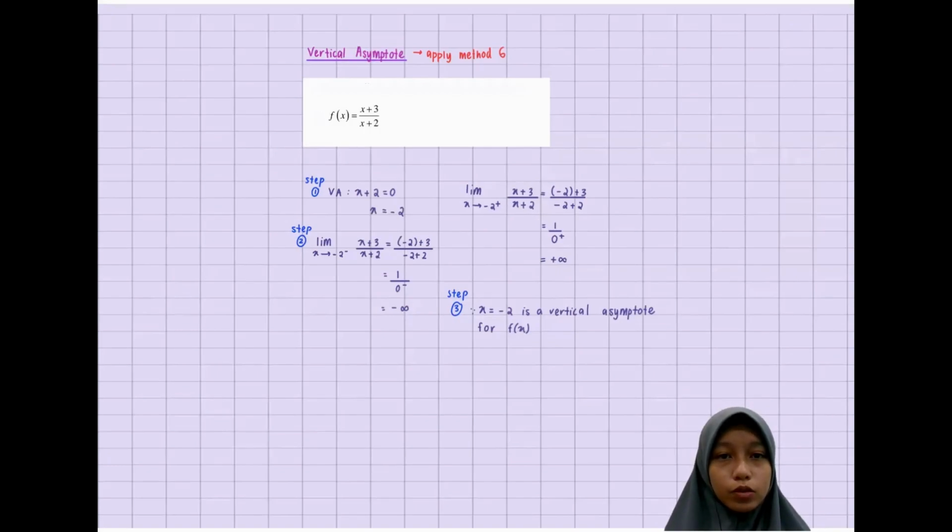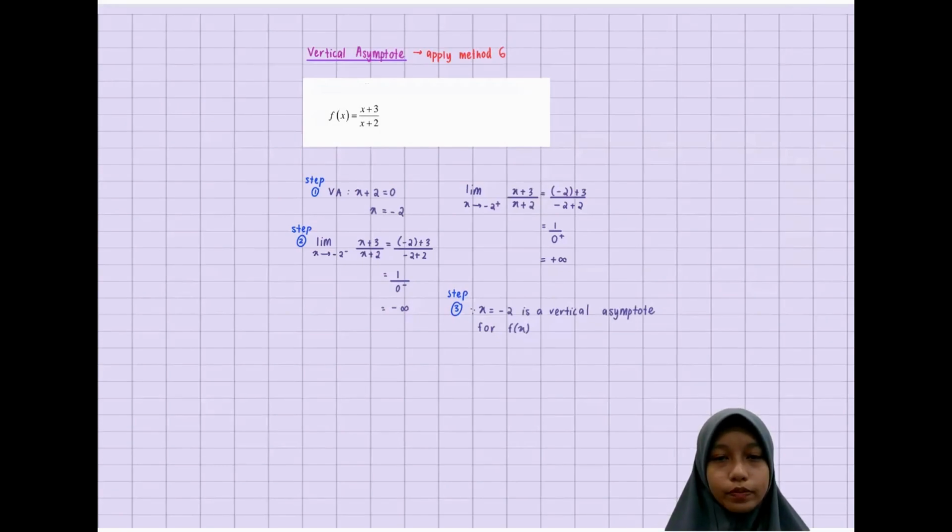Step number 2, we will use x equals negative 2 as our substitute. So the limit of f(x) when x approaches negative 2 from the left side is negative infinity, where we substitute that negative 2 into the function. So negative 2 plus 3 over negative 2 plus 2, we will get 1 over 0 negative. We will apply method number 6.